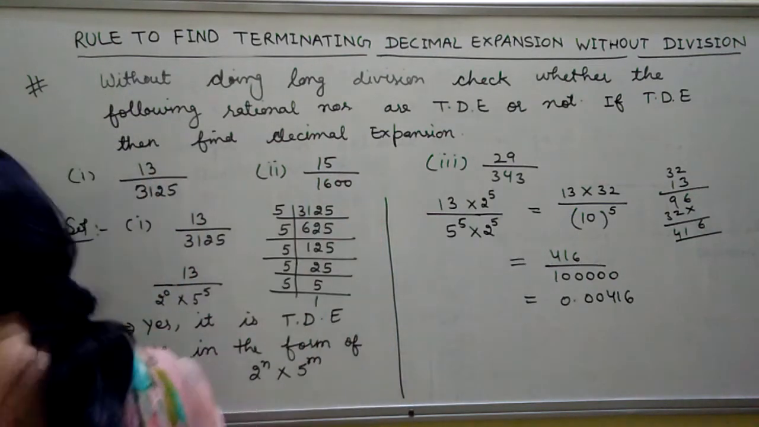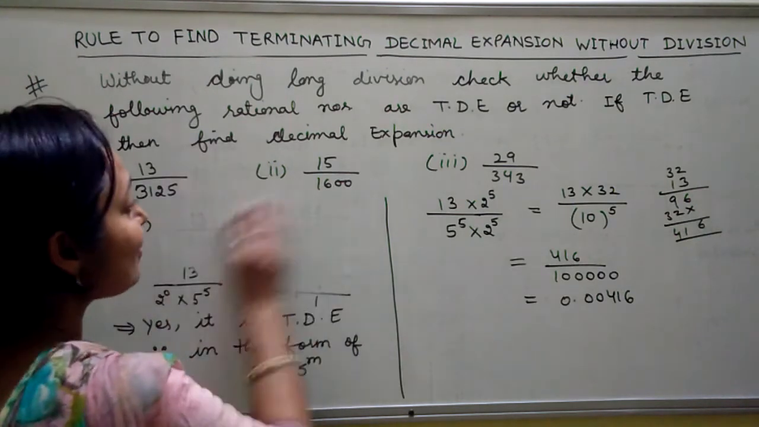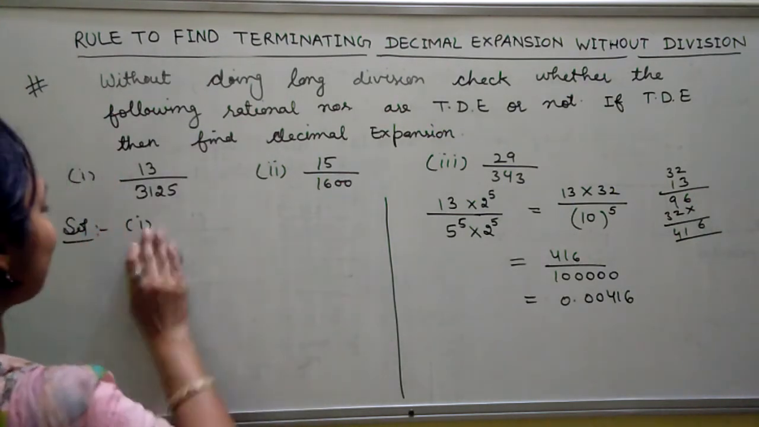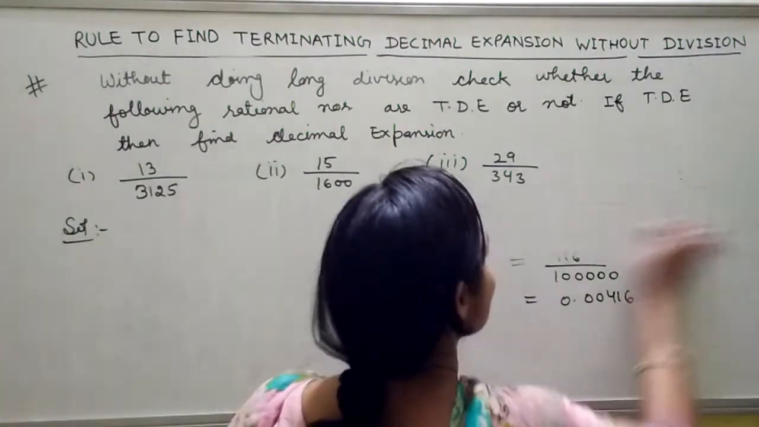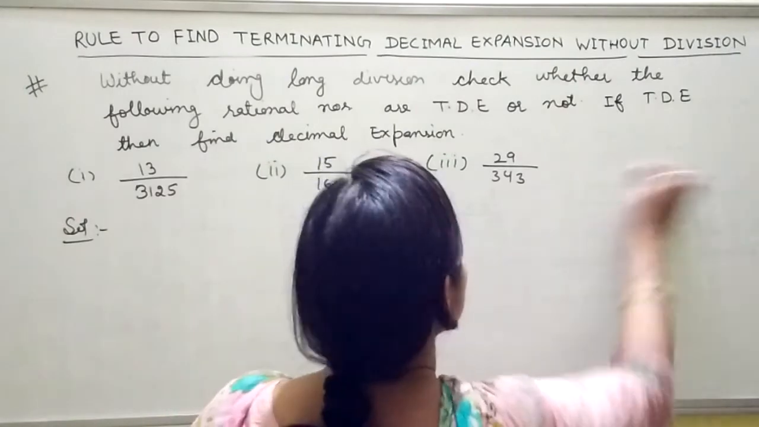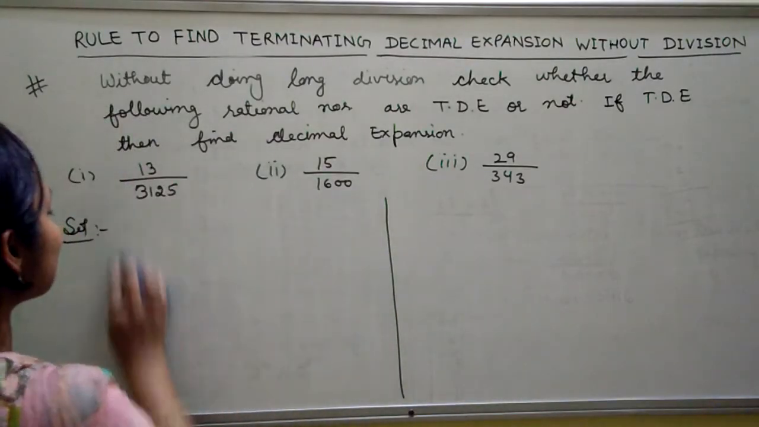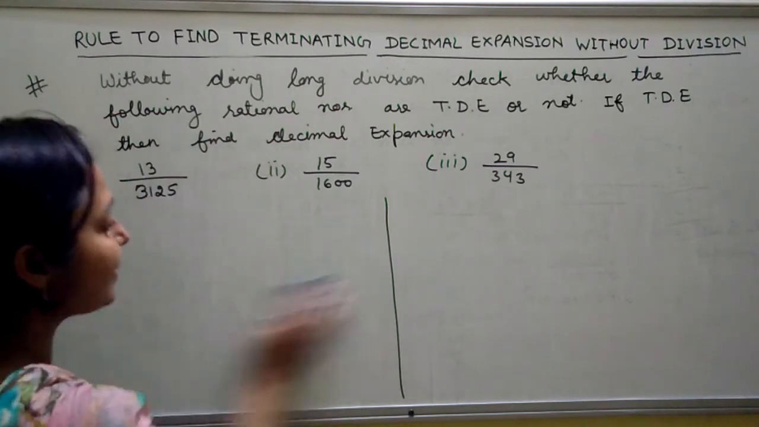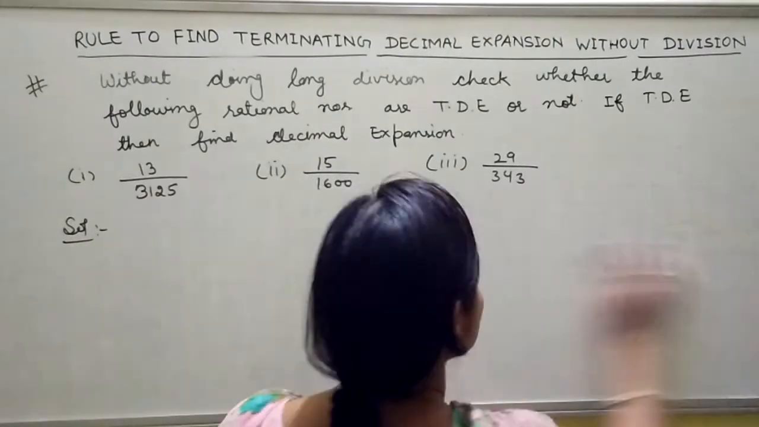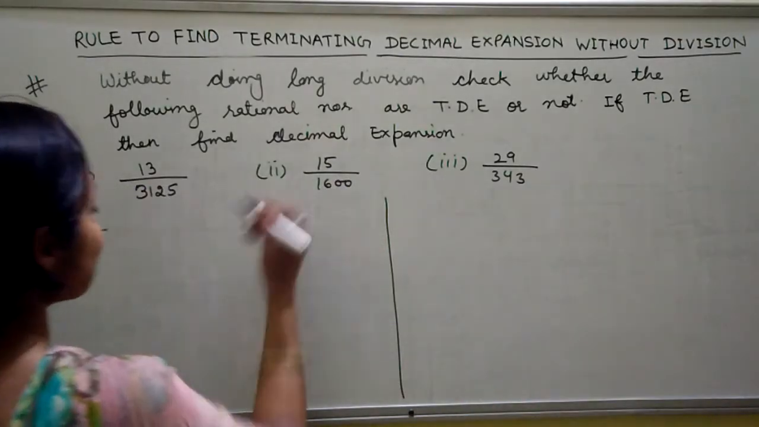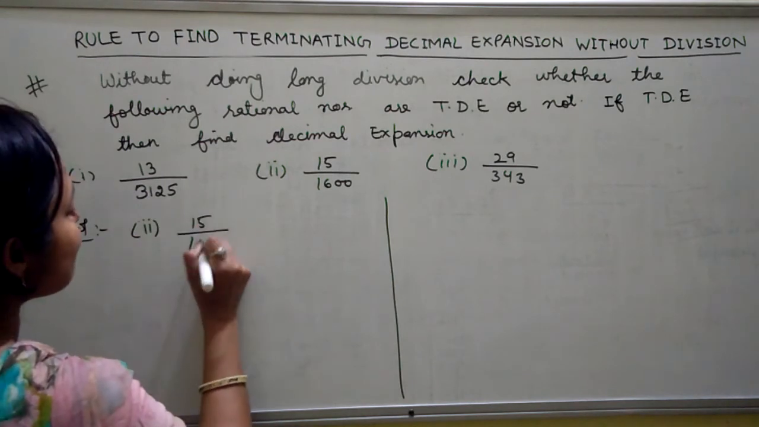Now come to the second part, the second question. The second question is 15 upon 1600. I will do that second question also, very easy. You have to make the factors of the denominator and then expand that and check. We have the second question, 15 upon 1600.